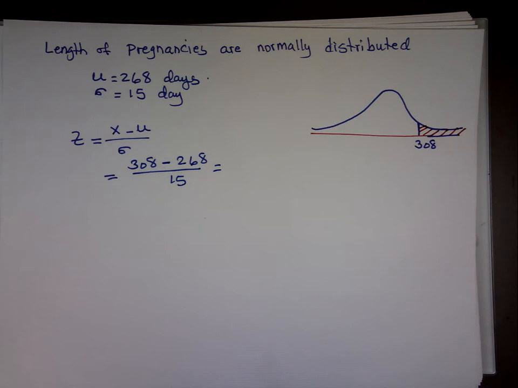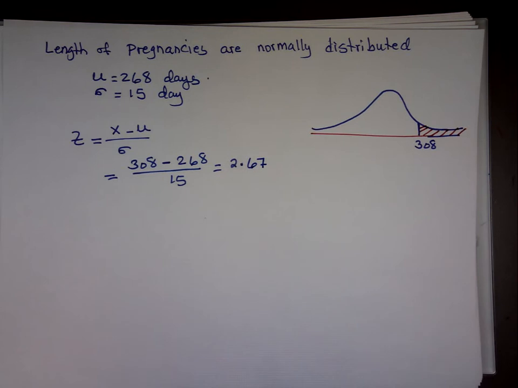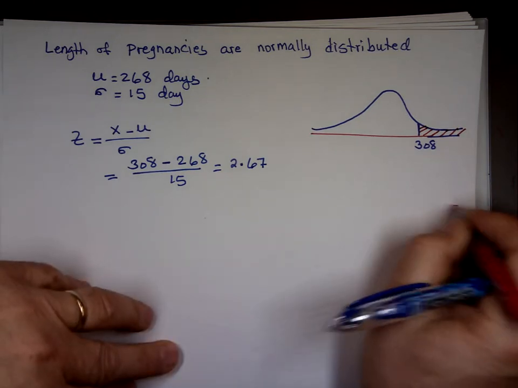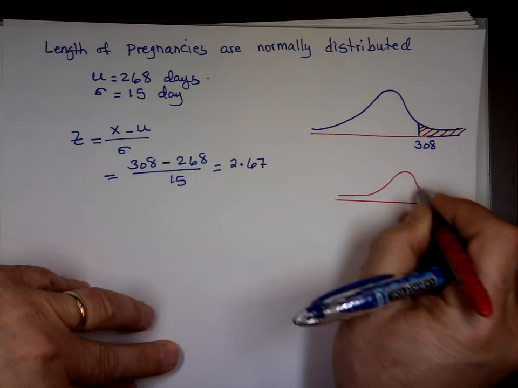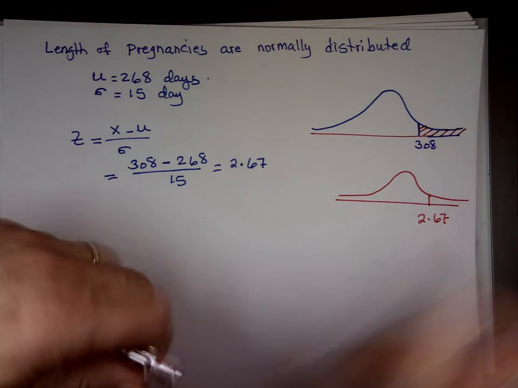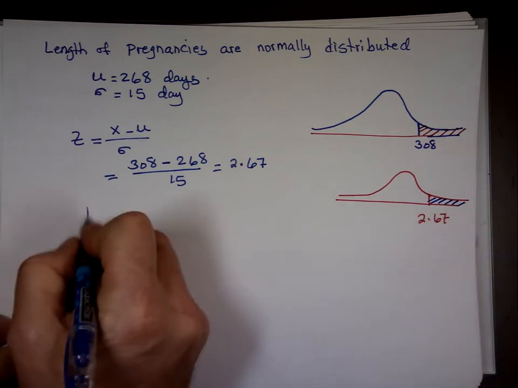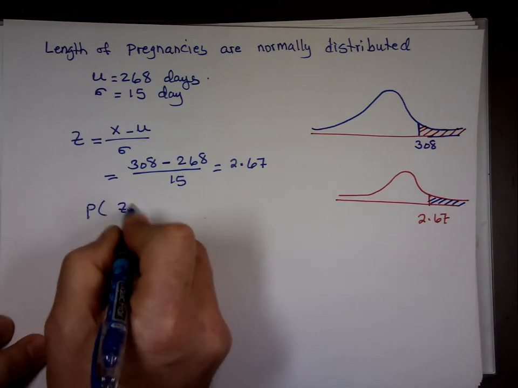(308 minus 268) divided by 15, it's 2.67. So it is unusual. It's outside that range of 2 standard deviations. So now we know what the z value is, and this is now the z-score, which is 2.67. And we're looking for that area to the right of that. What is the probability that the value will be greater than 2.67?